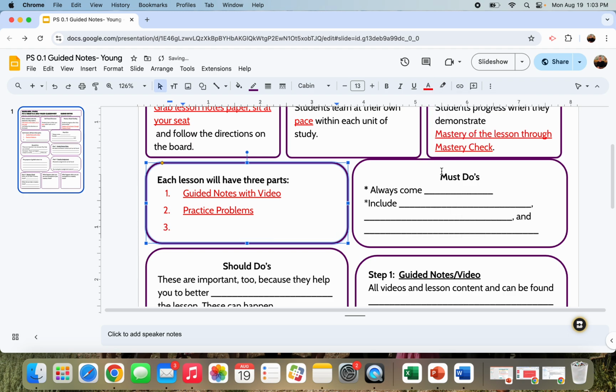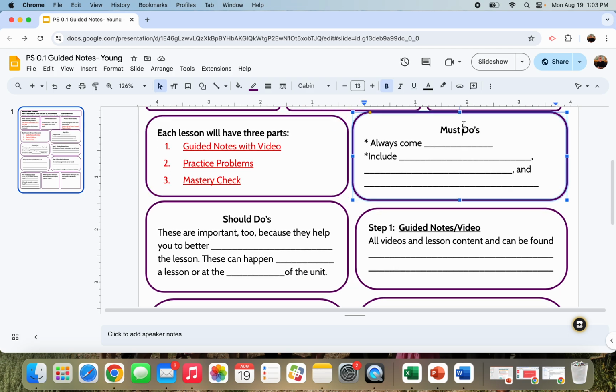And then once you've done the practice problems, then you do a mastery check. And remember, the mastery check is kind of like a little quiz that you take to show me that you understand that lesson. And mastery checks you have to do in class.